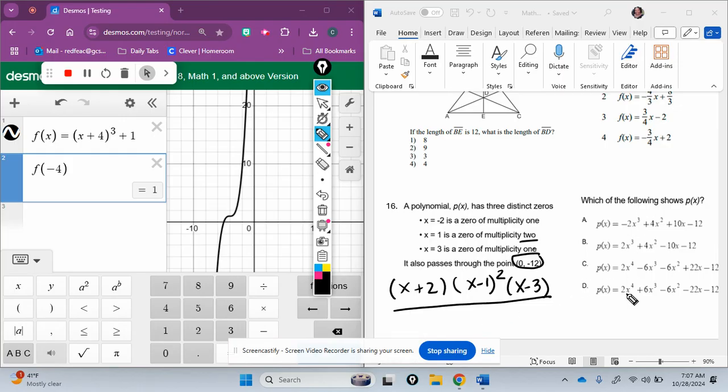So if the degree is 4, you already know A and B are not going to be answers, because the highest degree for those is 3 and the highest degree for these is 4. Okay? So your answer is either going to be C or D. So make it easier on yourself. Plug this one in and plug in C or D and see which one is going to be the correct answer.